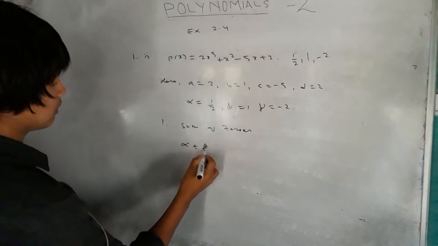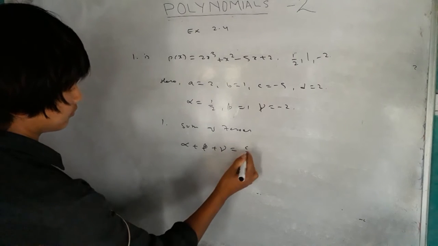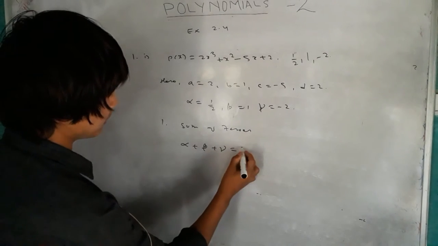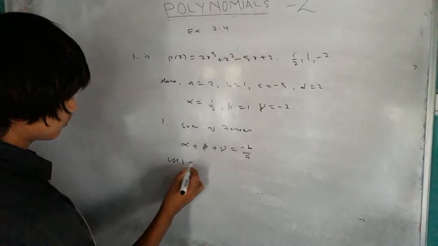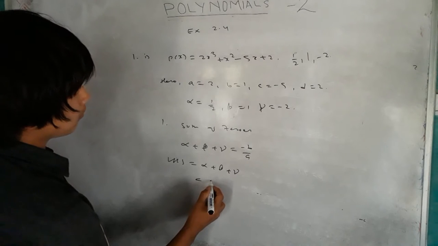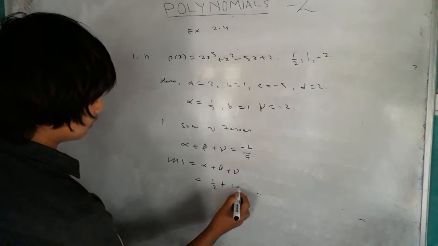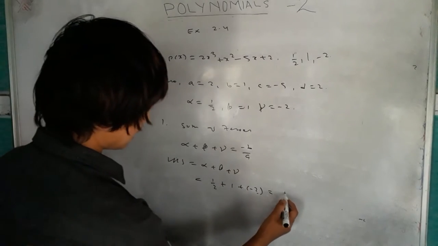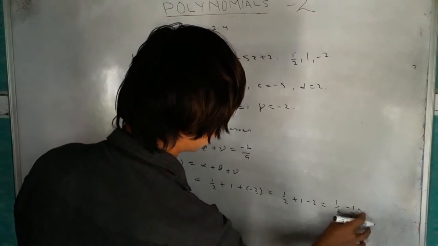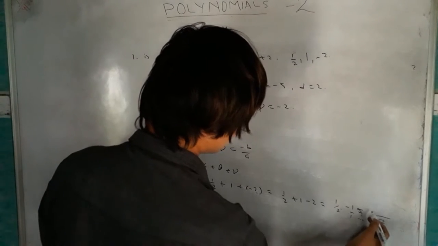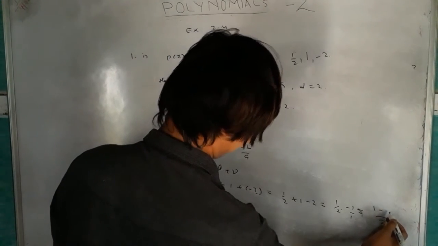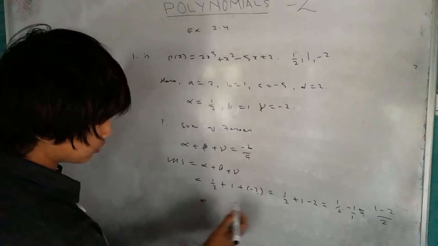Sum of zeros means alpha plus beta plus gamma equals minus b by a. So left hand side, alpha plus beta plus gamma. Alpha is half, plus 1, plus minus 2. By simplifying, half plus 1 minus 2 will be half minus 1. Taking LCM, it will be minus half.